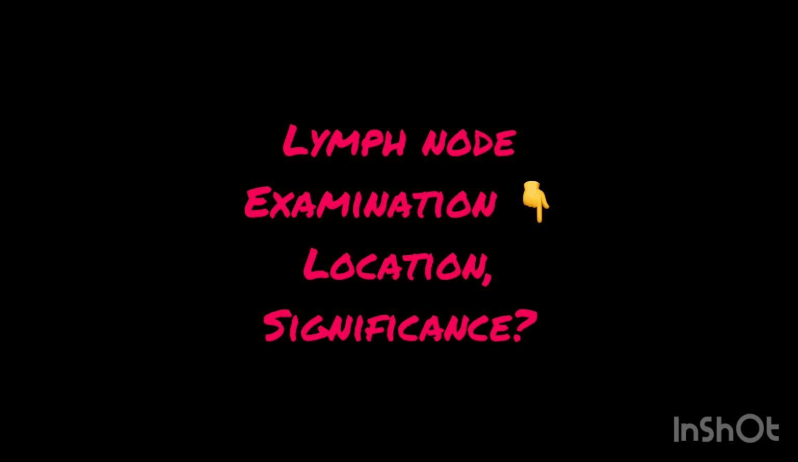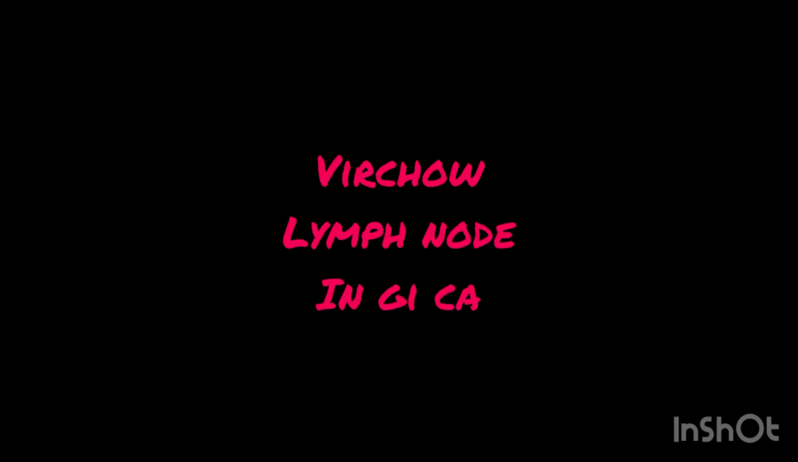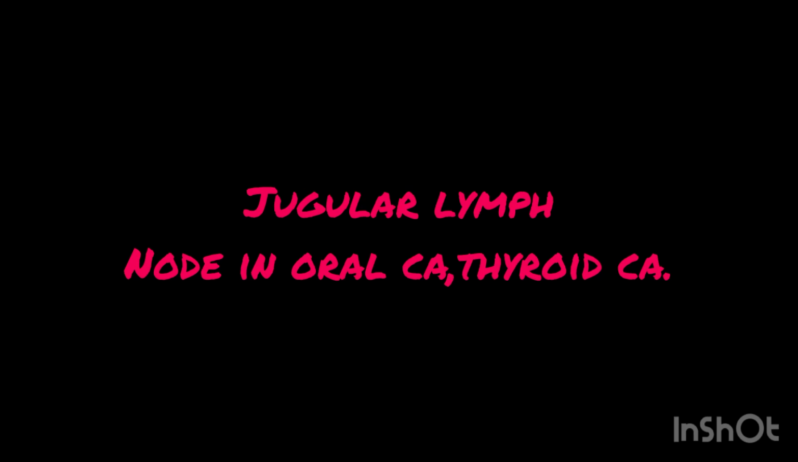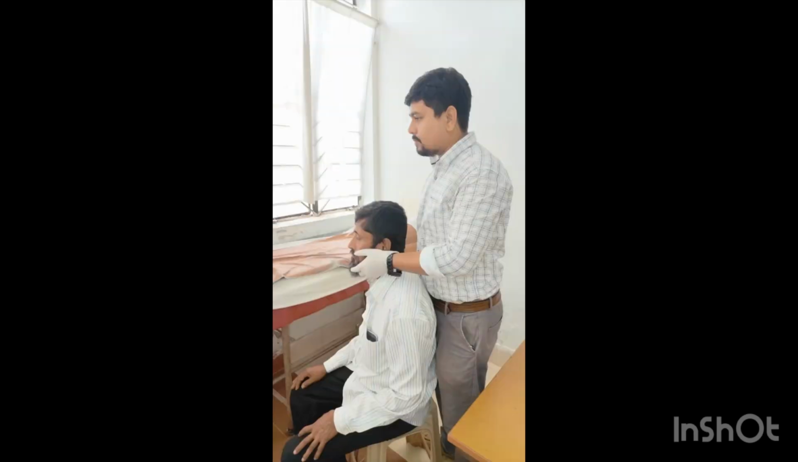Next is lymph node examination, that is very important. Virchow's lymph node we can see in GI cancer, and jugular lymph node can be present in oral cancer or thyroid cancer. You can see I am checking the level 1A and 1B lymph nodes, which is submental and submandibular lymph node. You can check it from front or behind.